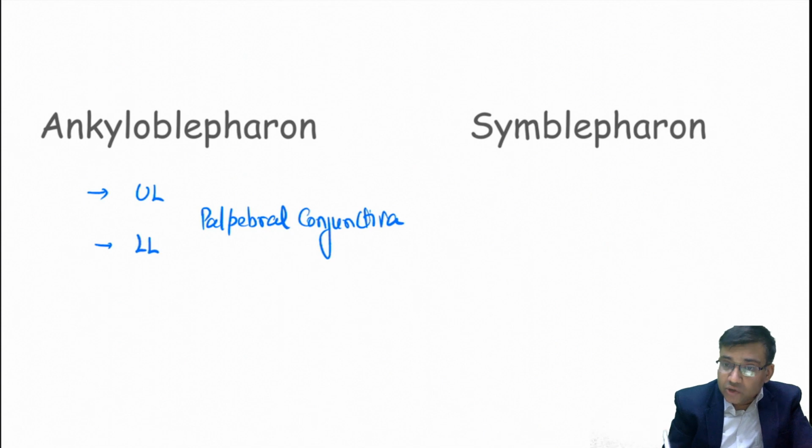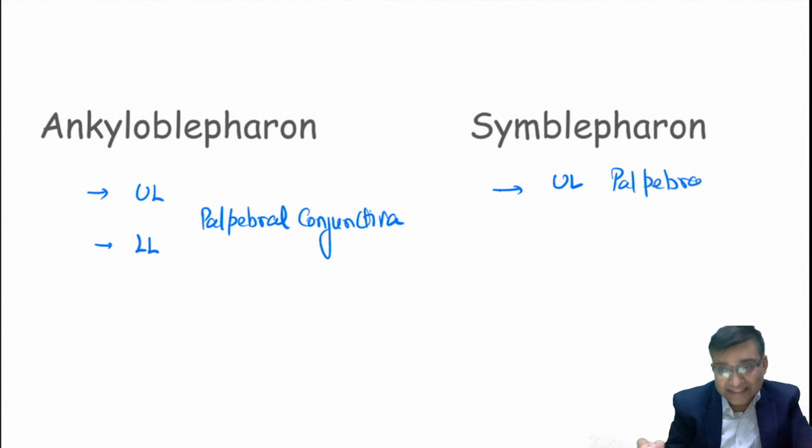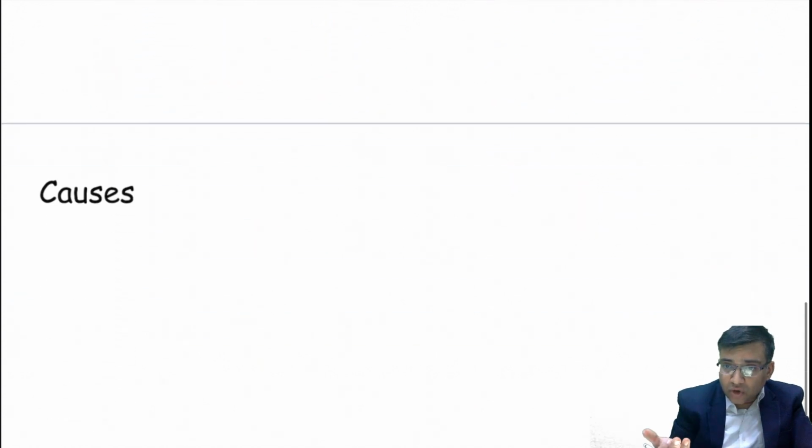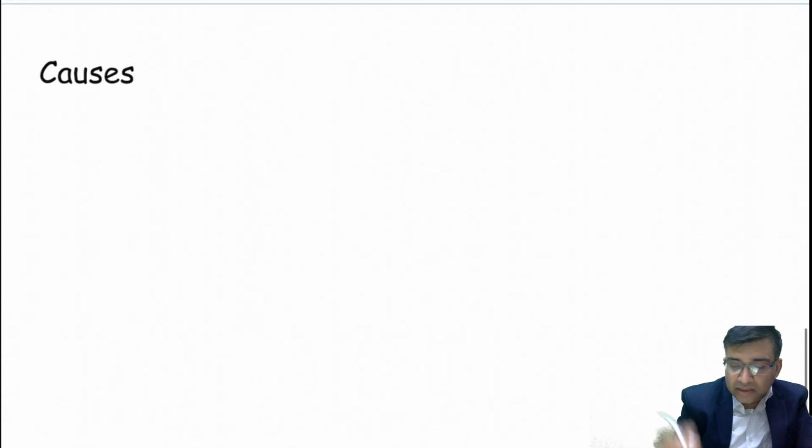Okay, so what happens in symblepharon is there is the addition between the palpebral conjunctiva of either the upper and lower lid, more commonly seen in the lower lid, as well as with the bulbar conjunctiva. Okay, and as I told you, the causes can be similar. The most common cause of ankyloblepharon and symblepharon is the chemical injuries.